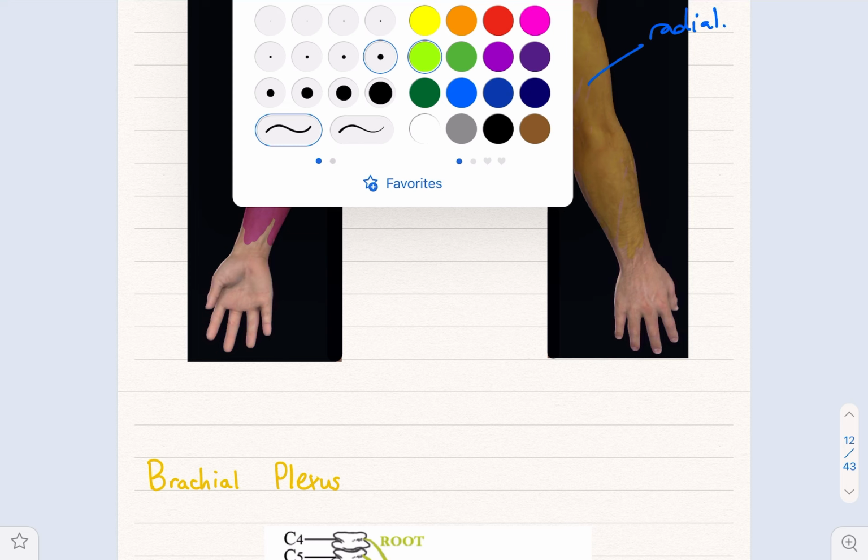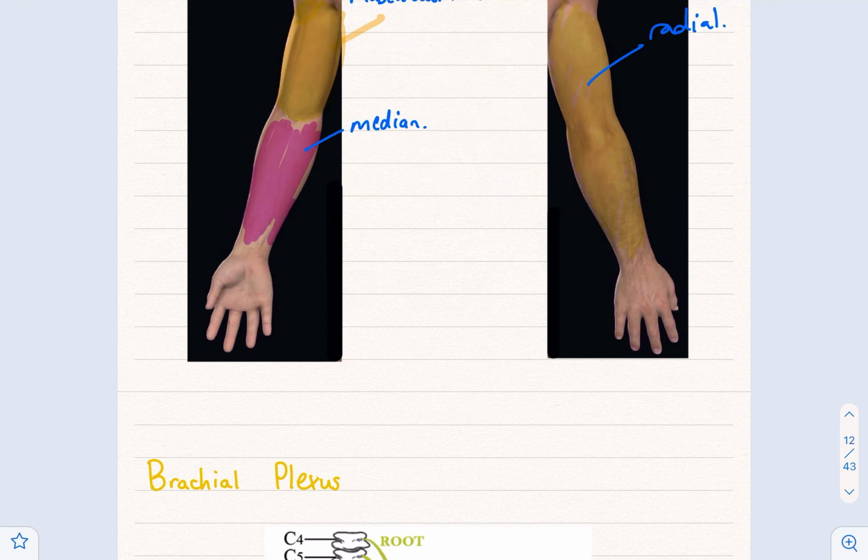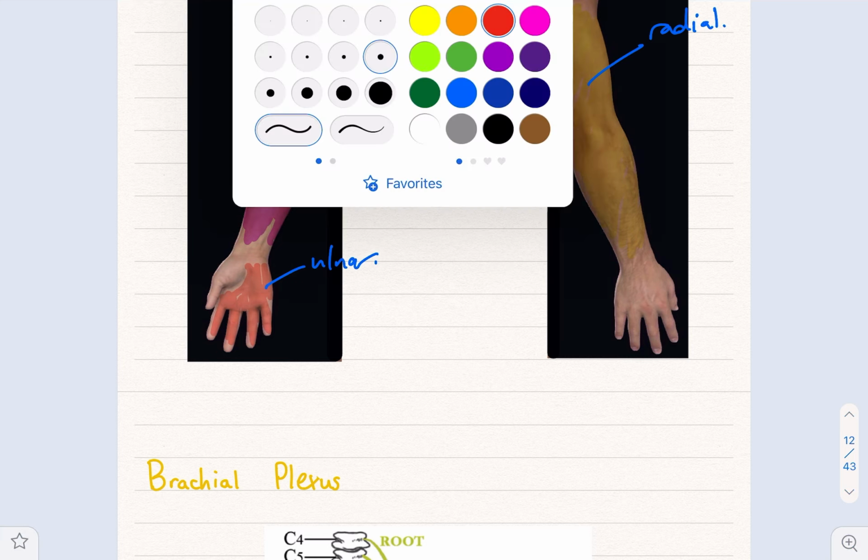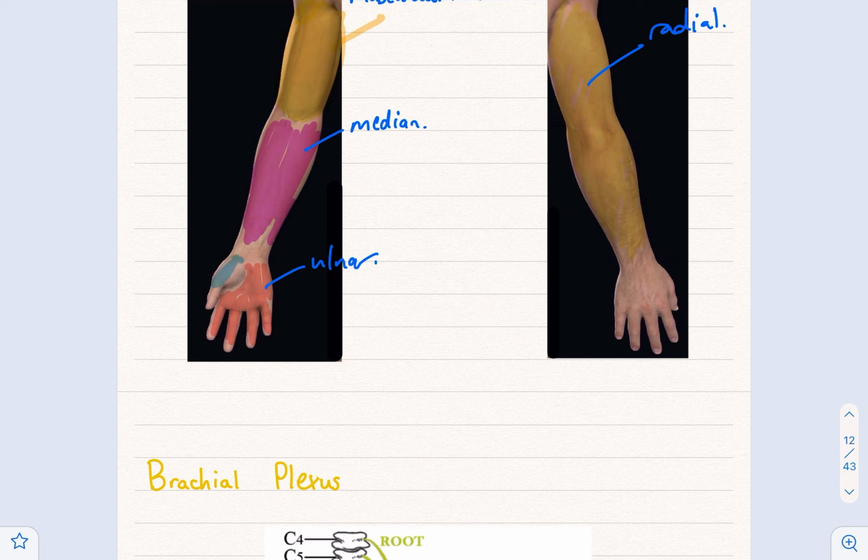So I'm going to be quite careful in terms of how I colour it in. I'm going to colour it in like this. Like that. And this is ulnar. As you can see, I haven't coloured in the thenar muscles. The thenar muscles here are supplied by the recurrent branch of the median nerve. So yeah, the recurrent branch of the median nerve. That's basically what's going on there.